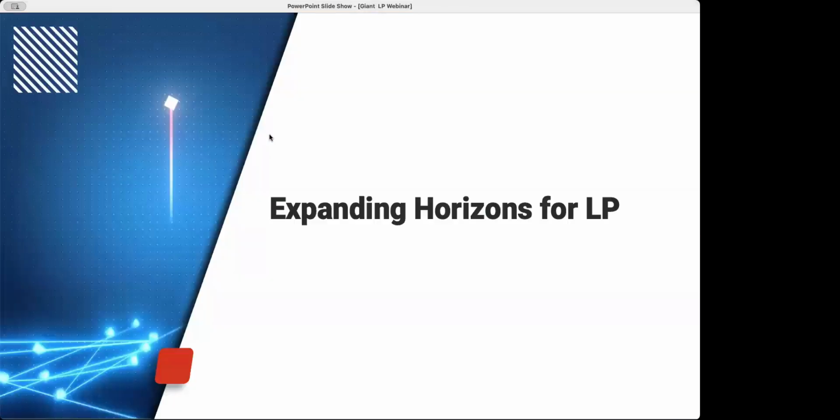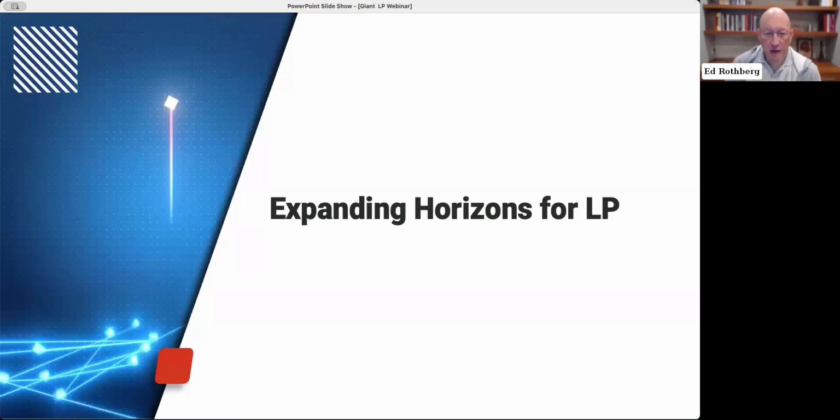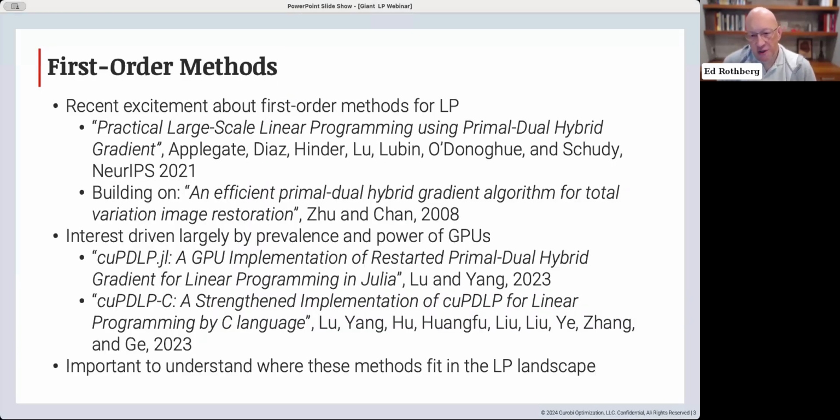All right. So I'm going to talk about expanding the horizons for LP, basically being able to solve new types of LP problems. Interest for this has actually been sparked recently by a paper from some folks at Google, "Practical Large-Scale Linear Programming using Primal-Dual Hybrid Gradient." The paper was published a couple of years ago. It actually builds on a technique, primal dual hybrid gradient, PDHG, from 2008.